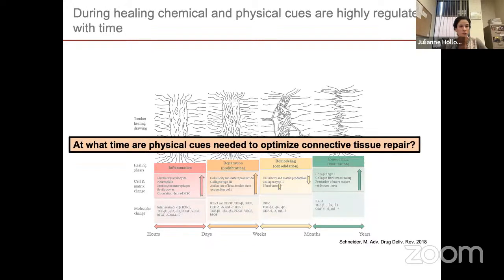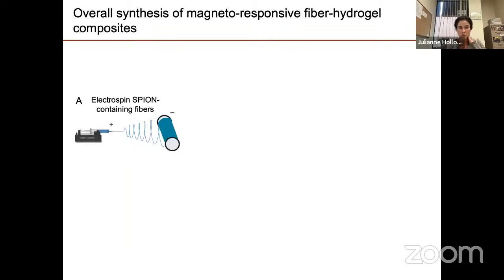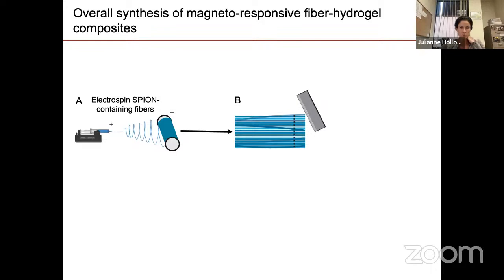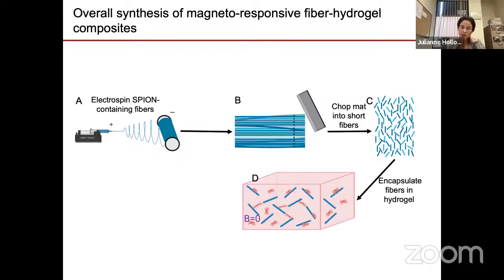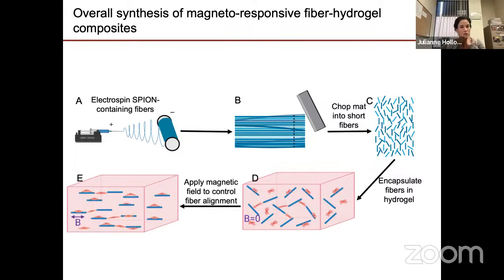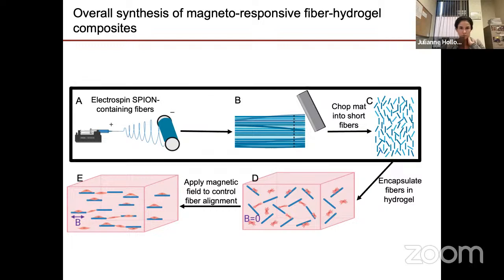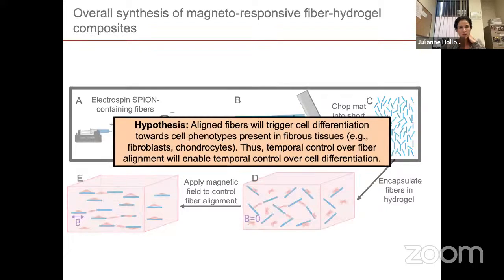So in order to do this, we electrospun fibers that contain superparamagnetic iron oxide nanoparticles. And then we produced this fibrous mat. And then we were able to use a cryotome to chop these fibers into short fibers. And this cryotome could then control the length of these fibers. And then we could encapsulate these fibers into a hydrogel before subjecting them to a magnetic field in order to control fiber alignment.